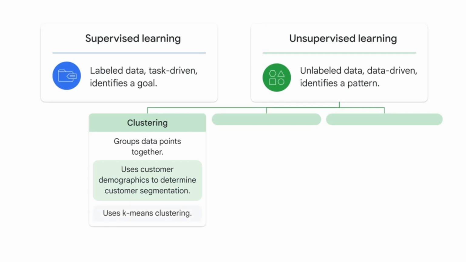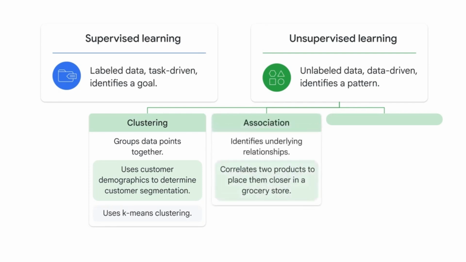You use ML models like k-means clustering to solve clustering problems. The second type is association, which identifies underlying relationships, like a correlation between two products, to place them closer together in a grocery store for a promotion. You use association rule learning techniques and algorithms like a priori to solve association problems.